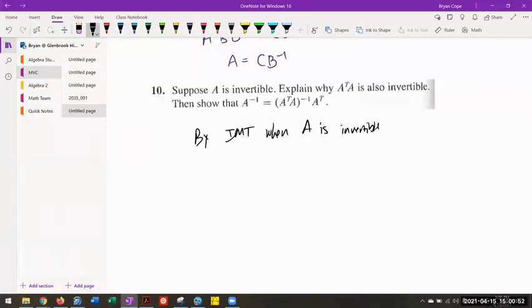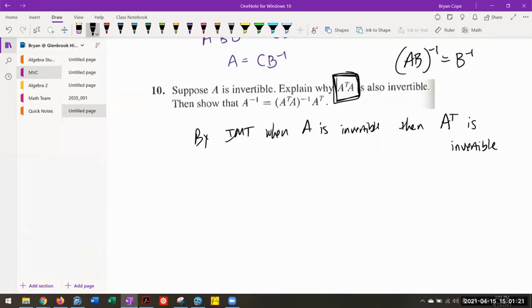Okay. By the IMT, sorry, Michelle. By the IMT, when A is invertible, then A transpose is invertible. Now help me more. What is this thing? This thing is a product of 2 invertible matrices. Do we know that the product of 2 invertible matrices is invertible? In other words, do we know that this thing has an inverse? Yes. What is it? It's the inverse of B times the inverse of A.